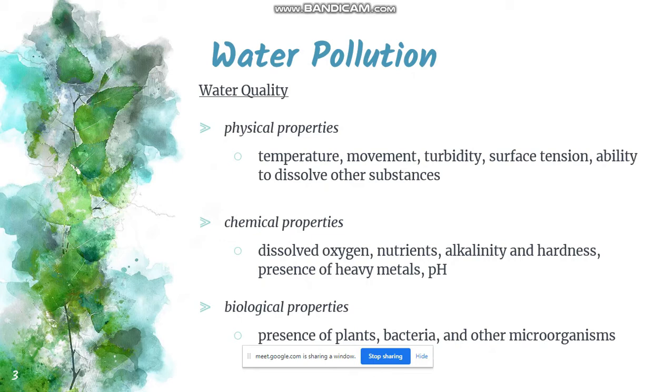So, yung presence ng heavy metals like cobalt, iron, ano pa ba yung mga heavy metals natin? Yung iron, cobalt, yung iba pang mga metal elements na present sa tubig. Tapos, yung pH or yung acidity and basicity ng tubig.